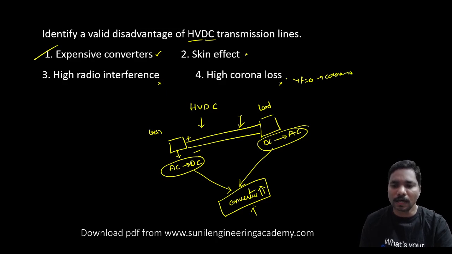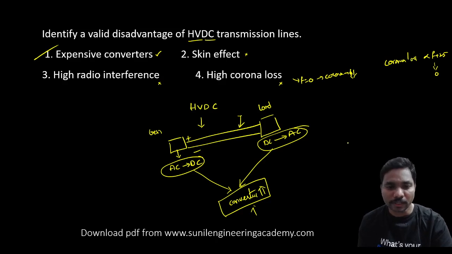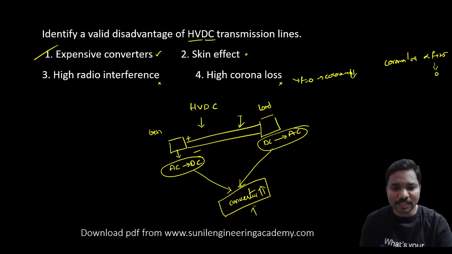Okay, corona losses are reduced. So why? Because the corona loss is proportional to (f + 25). So as the frequency goes to 0, the corona loss is reduced. The disadvantage is expensive conductors and converters.